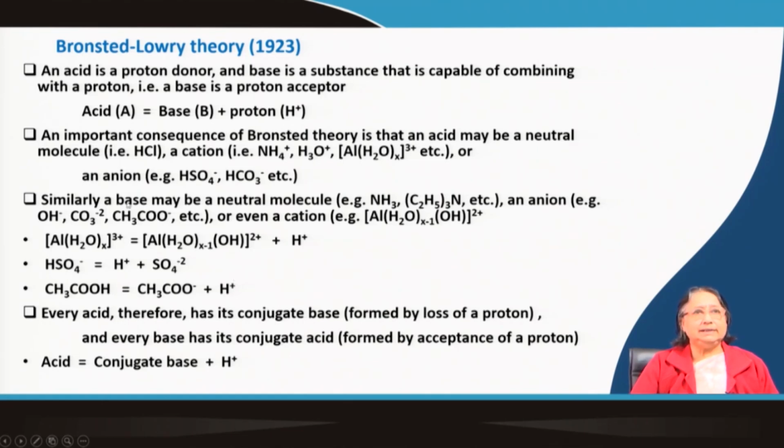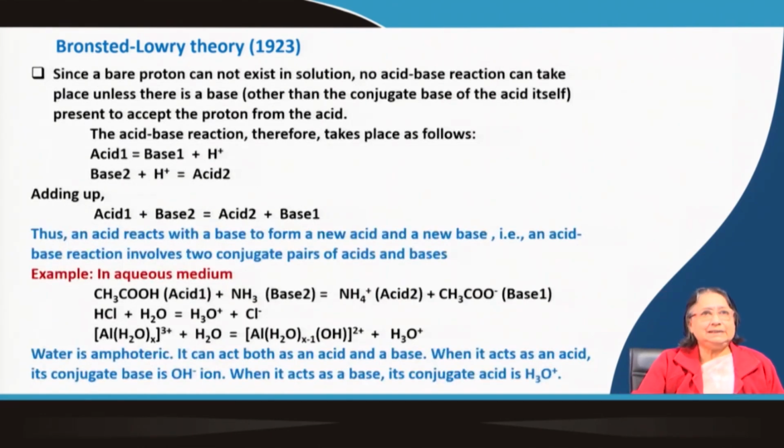Now, from this we can easily understand that every acid therefore has its conjugate base. When an acid gives up a proton, then it forms another compound which is nothing but its conjugate base. So, it is formed by the loss of a proton, and every base has its conjugate acid formed by the acceptance of a proton. So, it is also called the conjugate acid base theory. Now, this theory is very nice in that it can explain why many molecules or ions are an acid or a base.